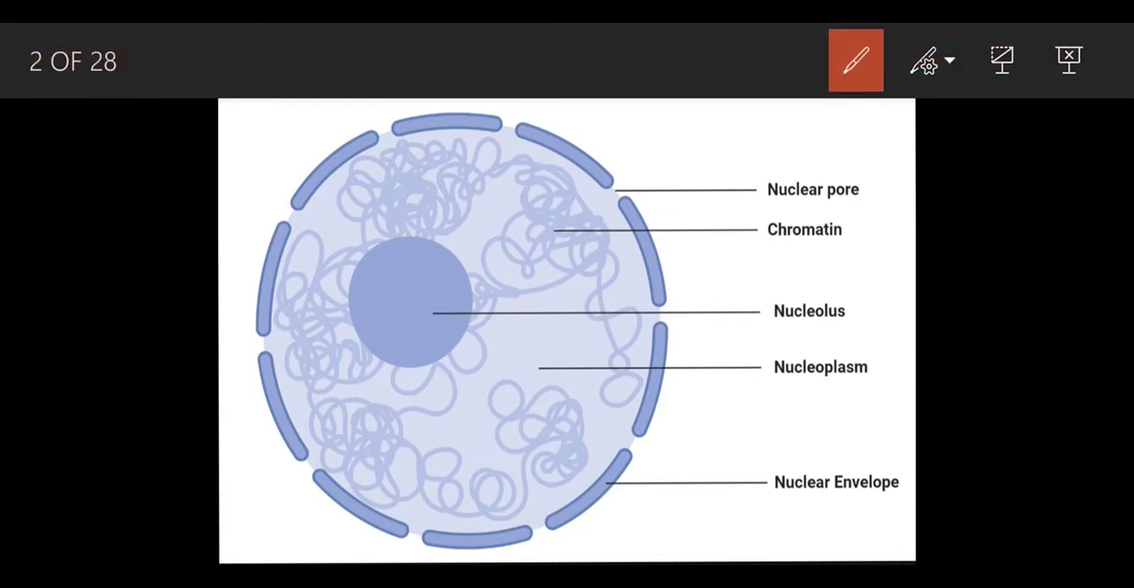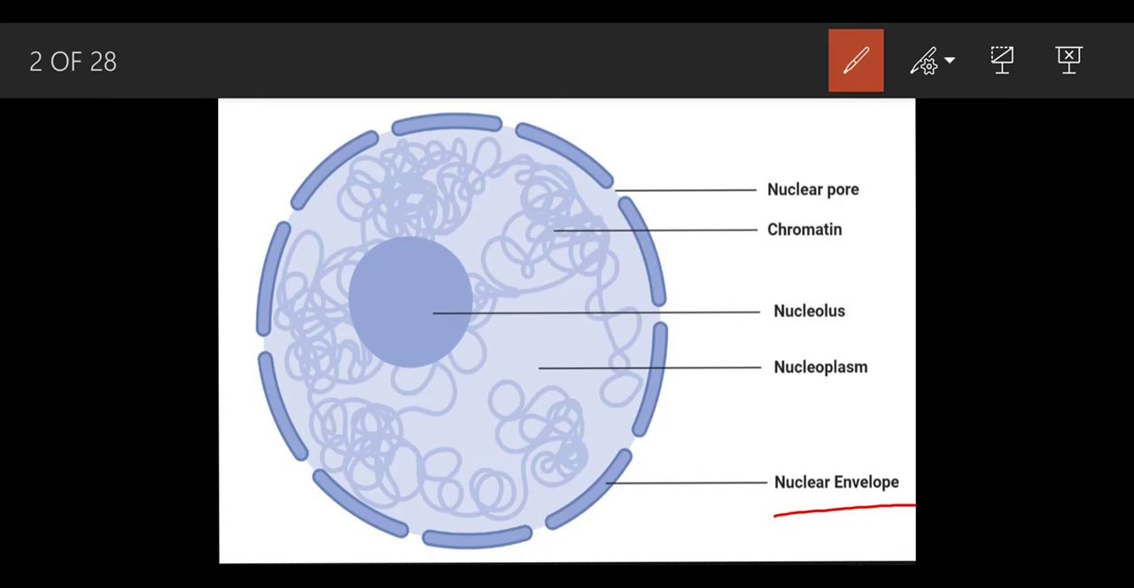Let's have a look at the nucleus structure. How does a nucleus look like? This is a nucleus. This complete structure is called a nucleus. The outer covering of the nucleus is called the nuclear envelope.